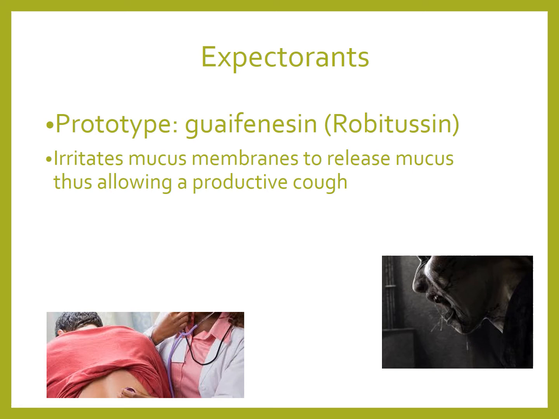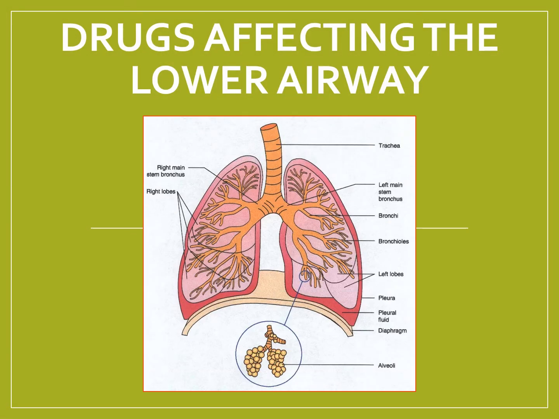That is it for the drugs of the upper airway. Now we are moving to drugs of the lower airway. When we talk about drugs for the lower airway, we're talking about drugs that start down in your trachea, in your bronchial branches, that actually go all the way down into your alveoli where your gas exchange happens.